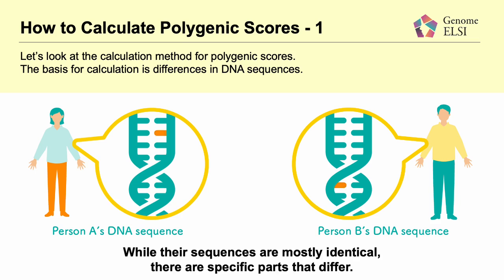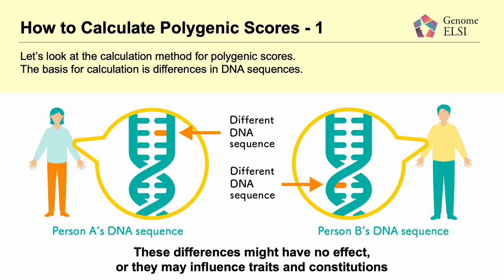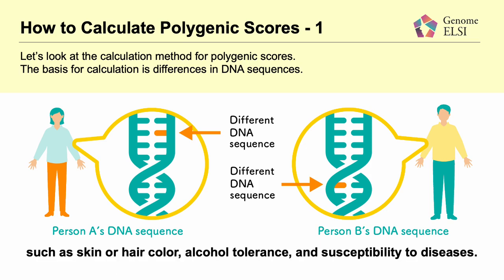While their sequences are mostly identical, there are specific parts that differ. These differences might have no effect, or they may influence traits and constitutions, such as skin or hair color, alcohol tolerance, and susceptibility to diseases.